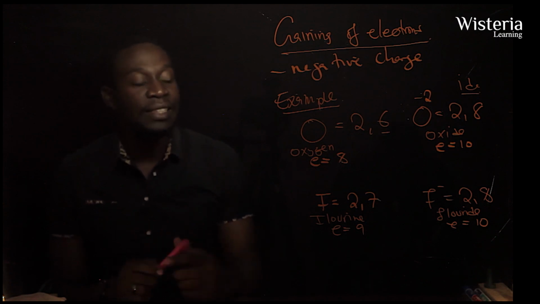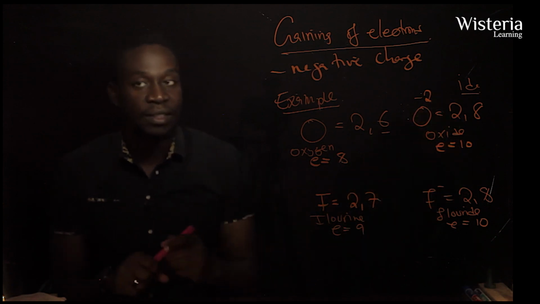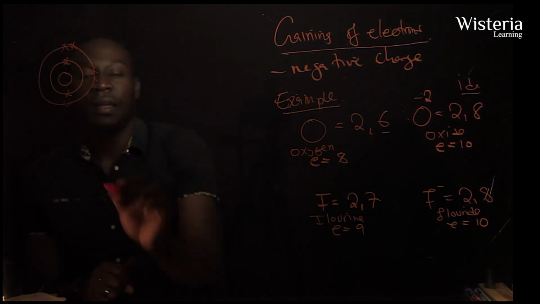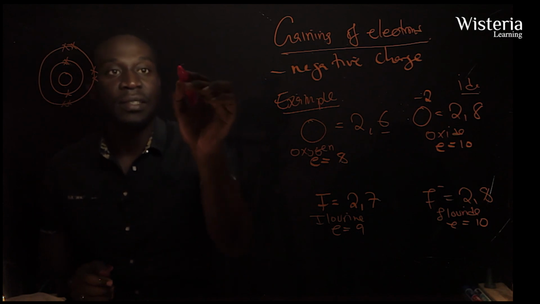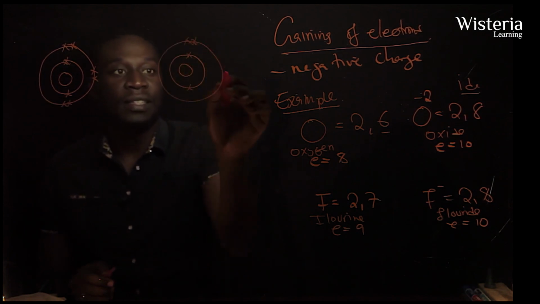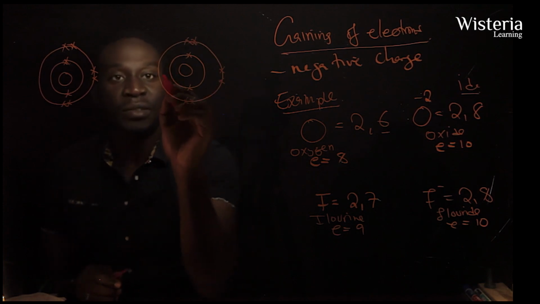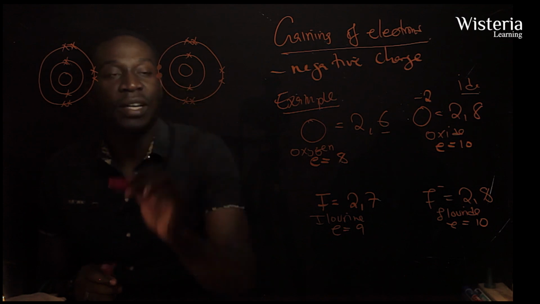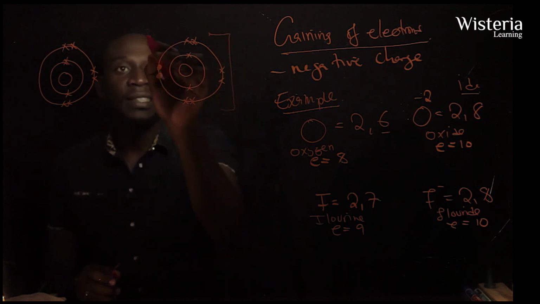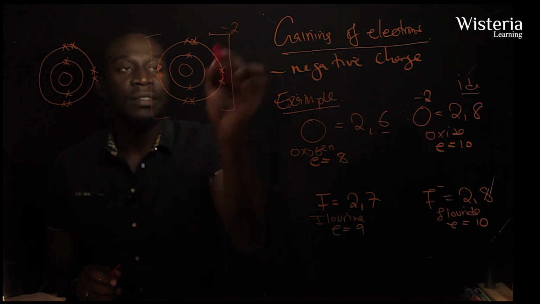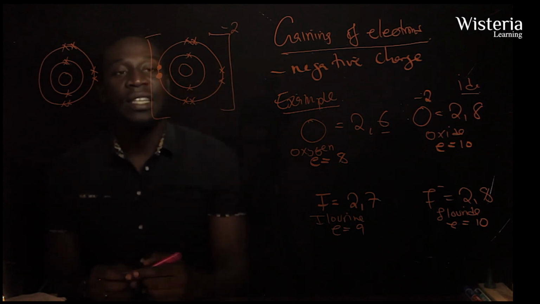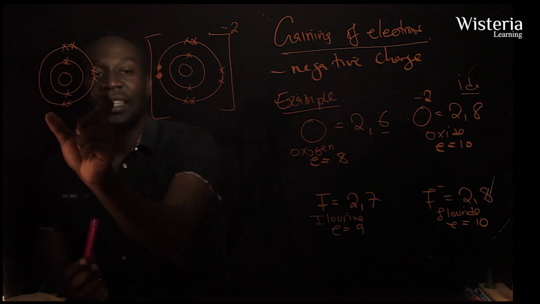Now, how are the structures for these ions? So for oxygen, it has 2, then it has 6. After gaining electrons, now it becomes an ion. So it has 2, then the 6, then it has gained 2 more electrons. So I'll use dots here to show that it has gained 2 more electrons. And I'll put square brackets, and in this case, 2 electrons have been gained. So these 2 are showing that oxygen has gained 2 electrons. It was like this, but now it's like this.